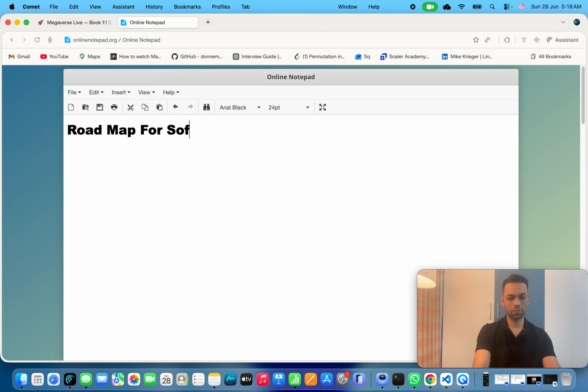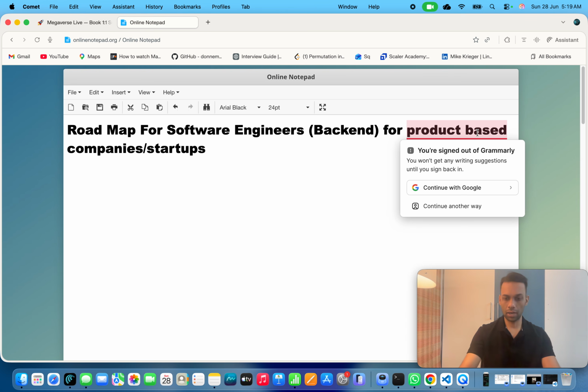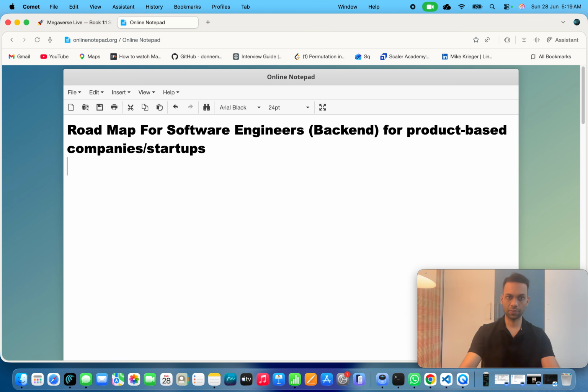Roadmap for backend software engineers, for product based companies or a startup. So what we're gonna do is tell you the topics that you can cover and then the timelines for those topics. You can divide those timelines, and I will also give you a guide on how to do that.